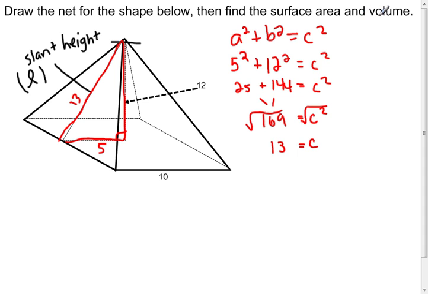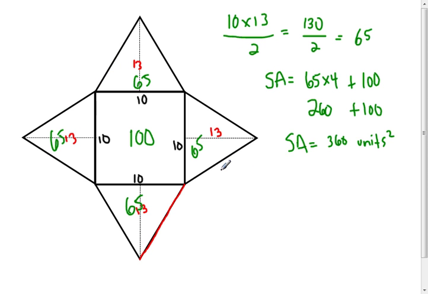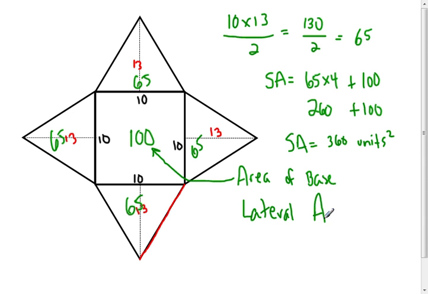All right, so we got the surface area done, and the question asked us to find the surface area and the volume. Before we move on to the volume, I just want to refresh your memory. If one of your questions asks for the area of the base, that's going to be the 100. And if it asks for the lateral area, that's all these 65s added together. So 65 plus 65 plus 65 plus 65, that's the stuff that's not the base. That we figured out was 260 units squared.